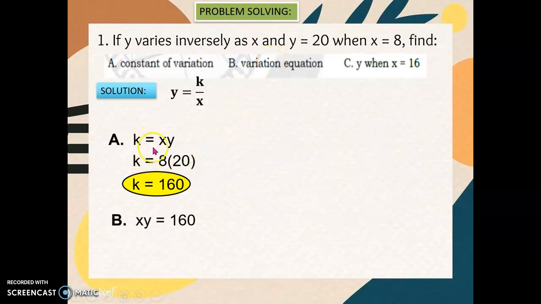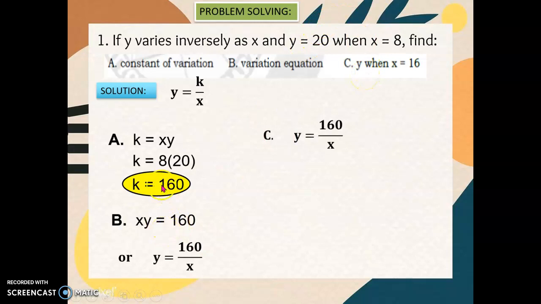So, simple as that. And then, the variation equation is, ayan. So, consider natin ito. Bakit xy is 160? Diba ito yun? K is equal to xy. So, xy is equal to, the constant is 160. Or, pwede rin natin i-substitute dito. So, y is equal to k over x. So, ang k po natin is 160 over x. So, that's it. Solve na po natin ang letter C.